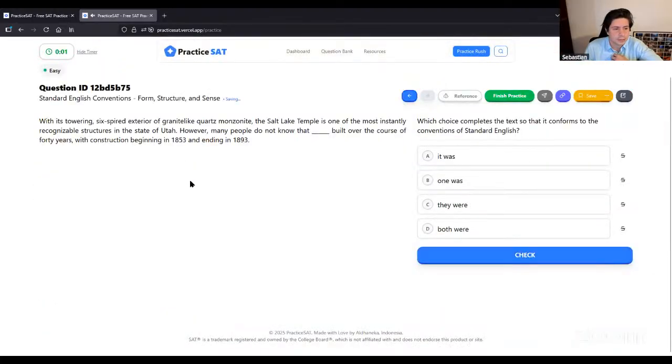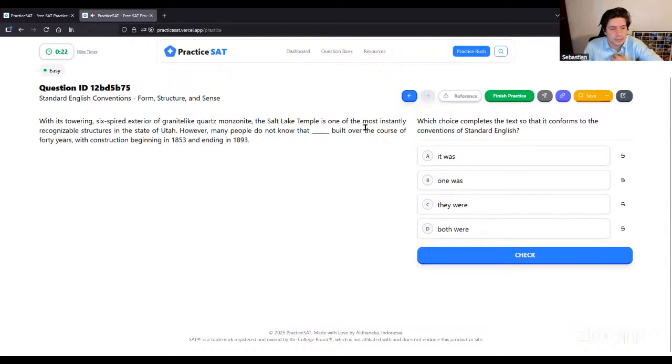All right, let's try this one. With its towering six-spired exterior of granite-like quartz monzonite, the Salt Lake Temple is one of the most instantly recognizable structures in the state of Utah. However, many people do not know that blank built over the course of 40 years of construction beginning. So: it was built, one was built, they were built, both were built.